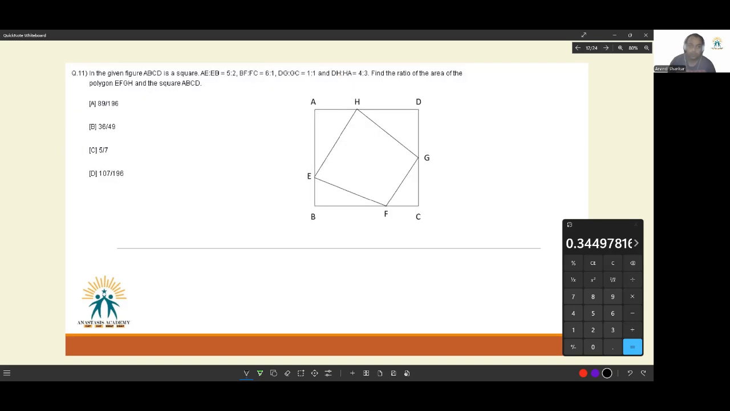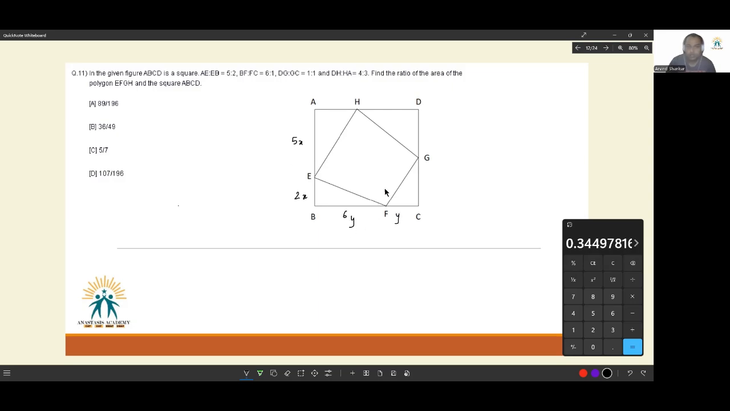Okay. Next question. In the given figure, ABCD is a square. AE is to EB is 5:2. 5x, 2x. DF is to FC, 6:1.